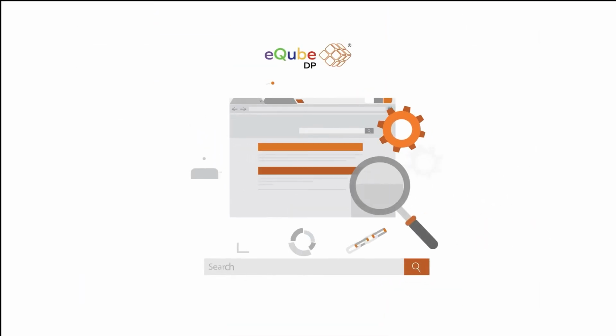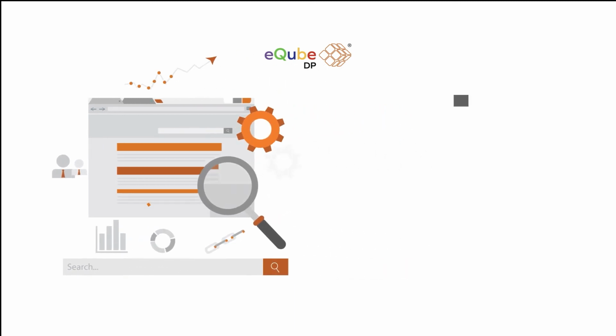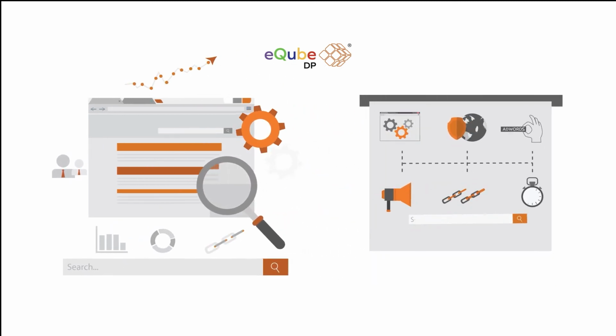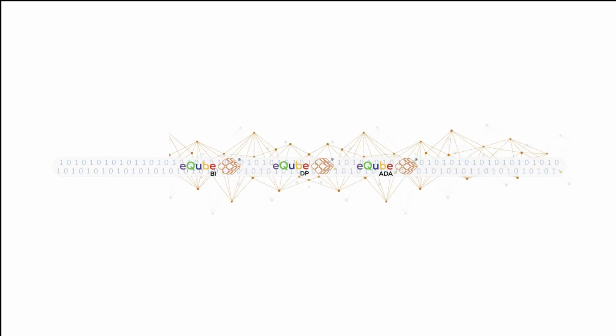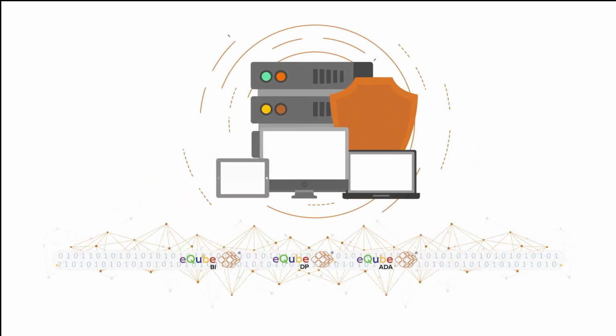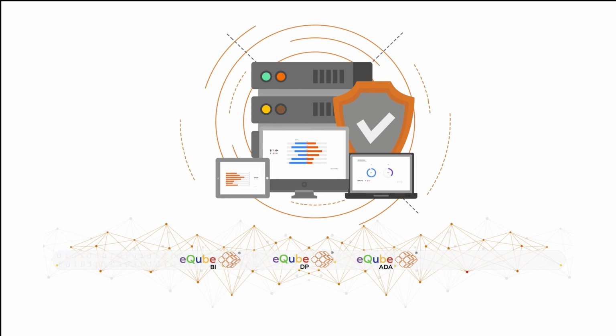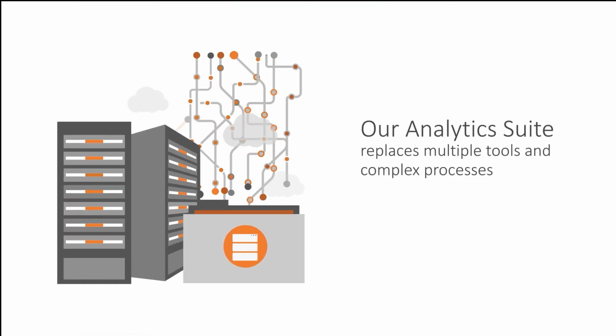eQube-DP is a powerful data profiling tool that helps you identify and shape your data for accurate analysis. Together with eQube-BI and eQube-DP, eQube-ADA provides advanced analytics capabilities. It incorporates machine learning and advanced statistics techniques to uncover trends and patterns. Our analytics suite replaces multiple tools and complex processes.